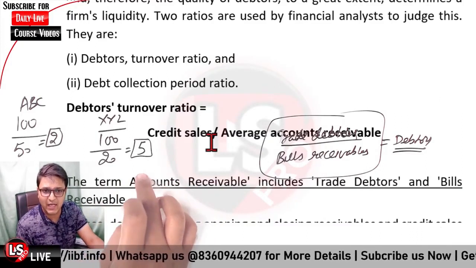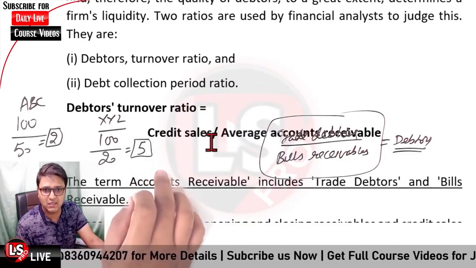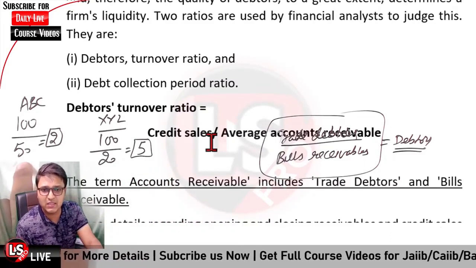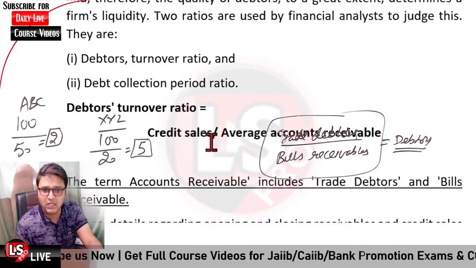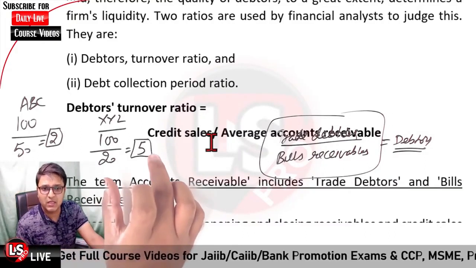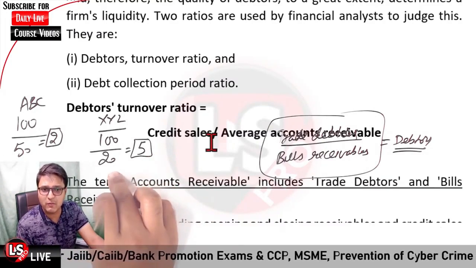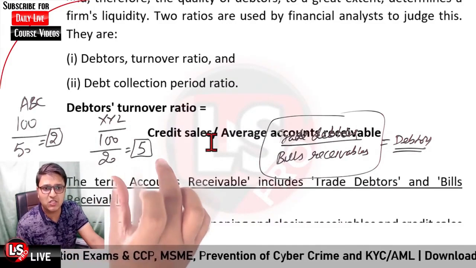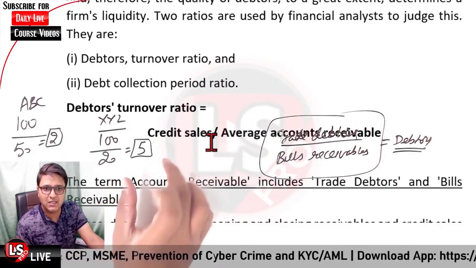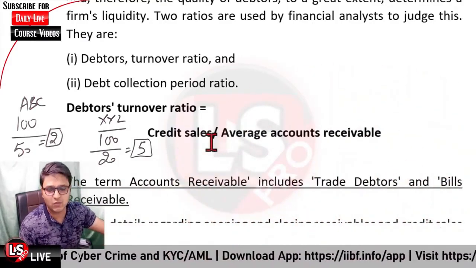That is, the higher the debtors turnover ratio, the better it is. In firm ABC, there are still 50 of account receivables to be recovered, but in firm XYZ, only 20 of the account receivables are to be recovered. So the higher the debtor turnover ratio, the better it is. Okay, are you getting my point?